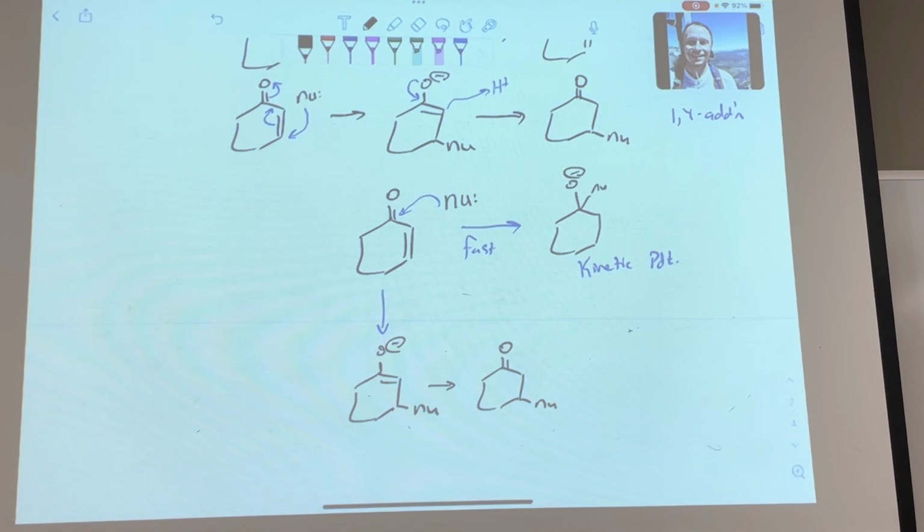Right, the 1,4 addition leads to a product that retains the carbonyl. And remember, the carbonyl is a very strong bond. And so if you can keep it, that's a very good thing enthalpically. It gives you back a lot of energy. So this is the thermodynamic product.